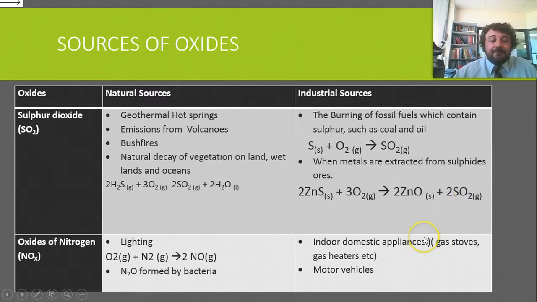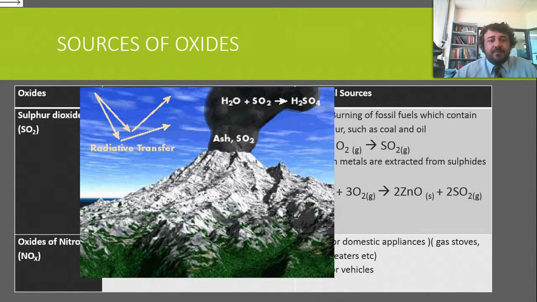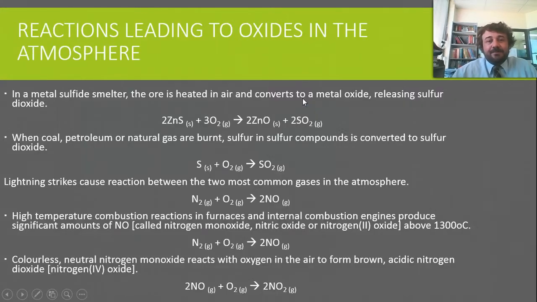Alright. Nitrogen oxides come basically from indoor domestic appliances, so things that we're cooking with essentially, or heating with gas. That's one place that nitrogen oxides come from, and your cars and motorbikes. But here's just a very quick one. The volcano sends out ash and sulfur dioxide. The sulfur dioxide reacts with the water in the air to make sulfuric acid.